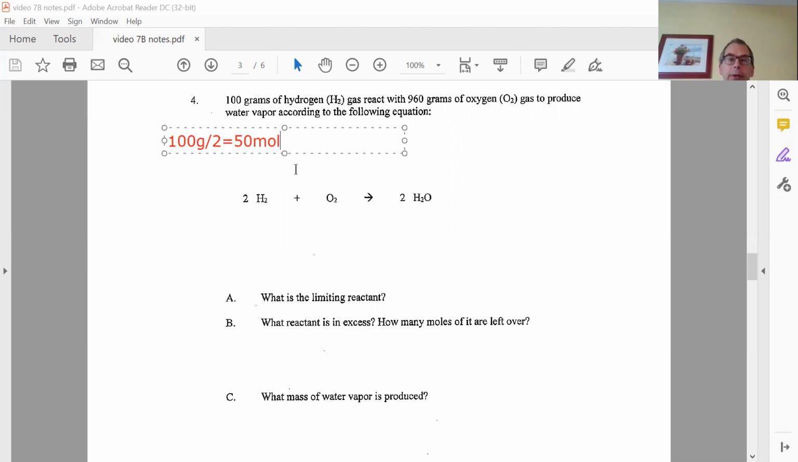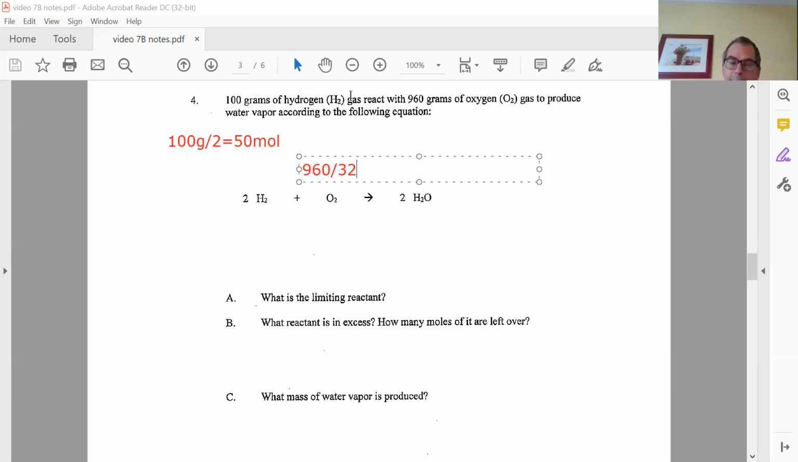I'm going to do the same thing with the oxygen here. And I'm given 960 grams. I'm going to put it over 32 because oxygen is 16, but O2 would be 32.